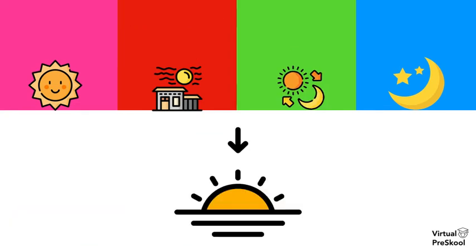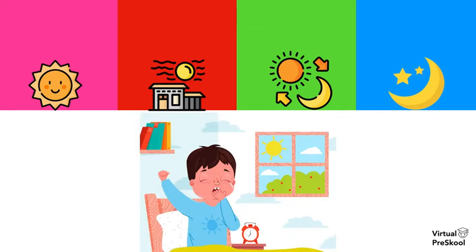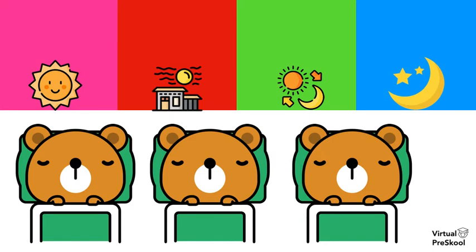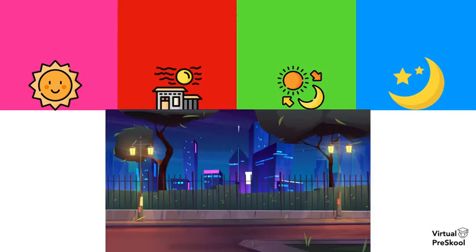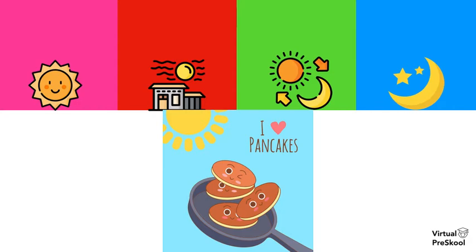Dophir mein. What about this one? It's sunset, so it's the evening. So it would be sham ko. And what about this one? It's the morning. Subah mein. And this one, it's night. Raat ko. And this one, it's lunchtime. Dophir mein. And this one, it's nighttime. Raat ko. And this one, it's breakfast time.